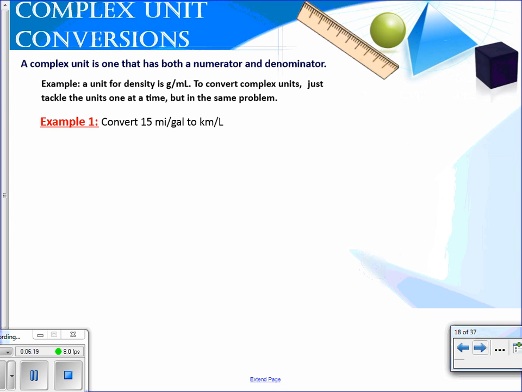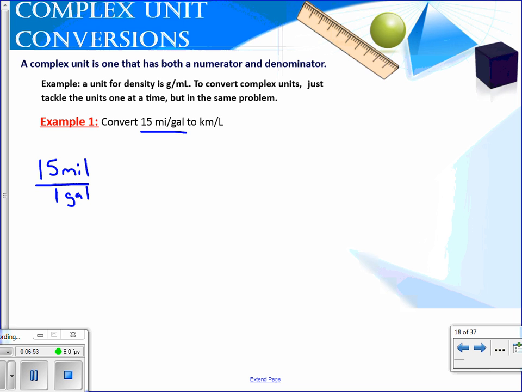Complex units. So we've done simple one-step dimensional analysis, we've done multi-step dimensional analysis, and we've looked at doing word problems with dimensional analysis. But what about these complex units? We have a unit on top and bottom, okay? So density would be a complex unit, meters per second, in this case miles per gallon, so we will work that. So we're going to start by writing down our given, which is 15 miles per gallon. Now when you say per gallon, it is in 1 gallon, all right?